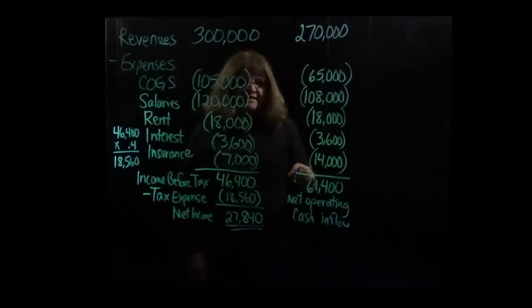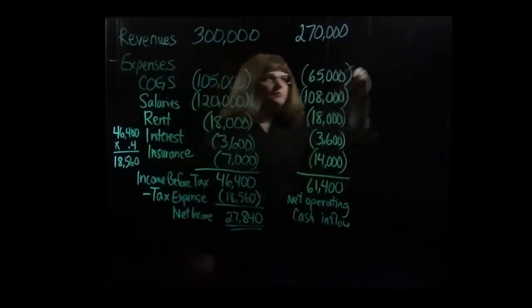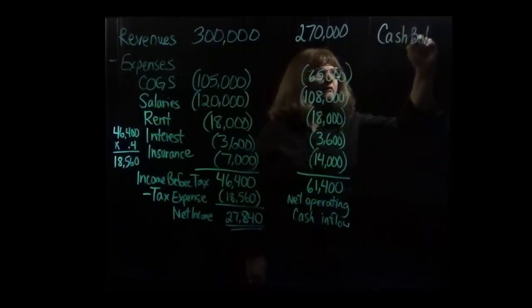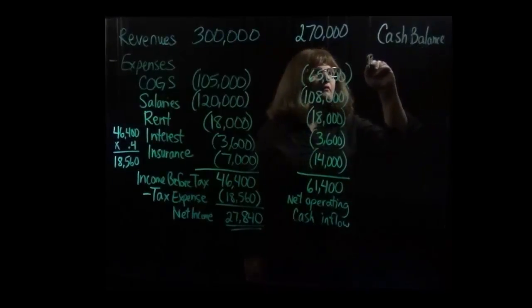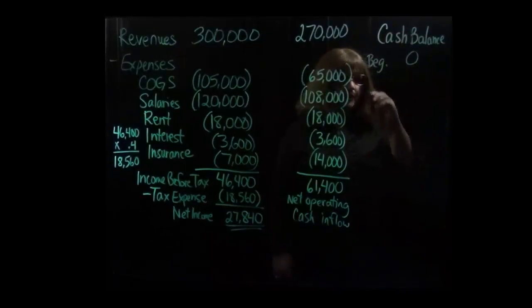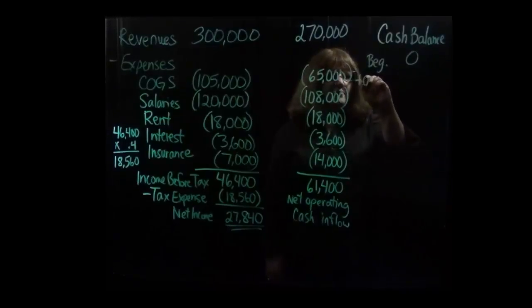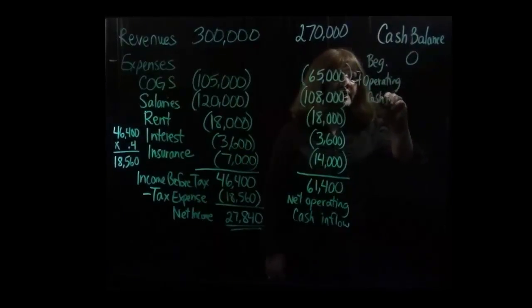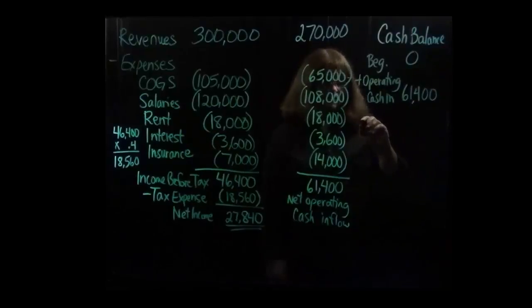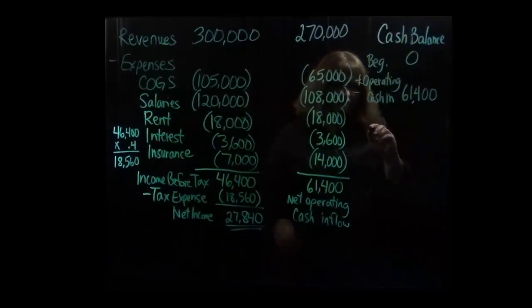Finally, let's calculate the ending cash balance for Boilerlakers, Inc. Beginning cash was 0. Then we look at our cash inflows. We'll first put in the operating cash inflow, which we said was $61,400. Then we'll look at any investing cash flows that we had. In this case, we weren't given any information about any investing cash flows, so we ignore those.